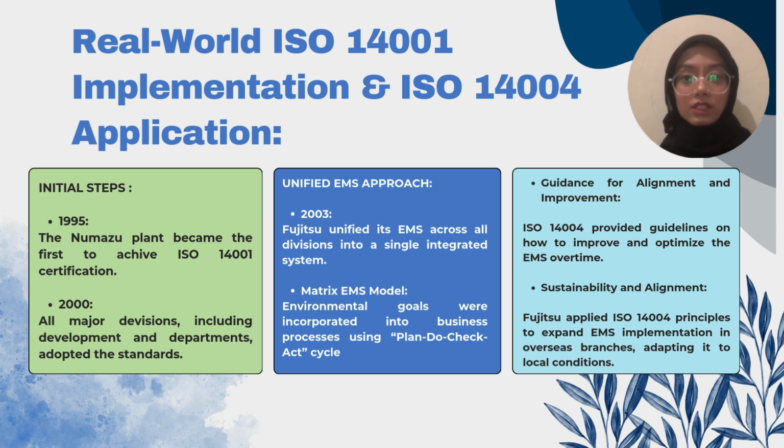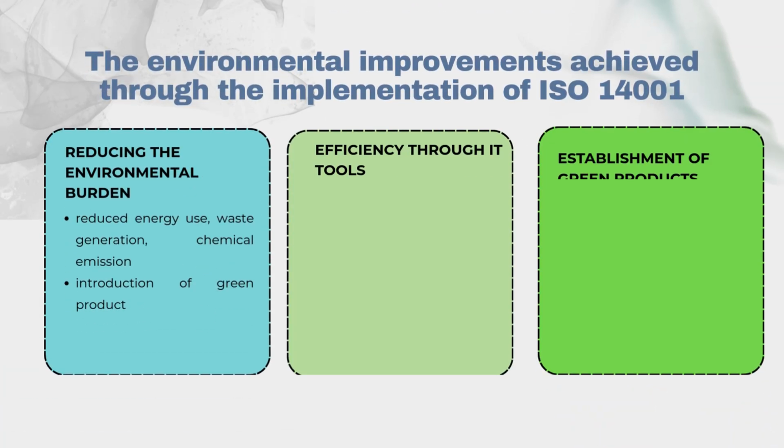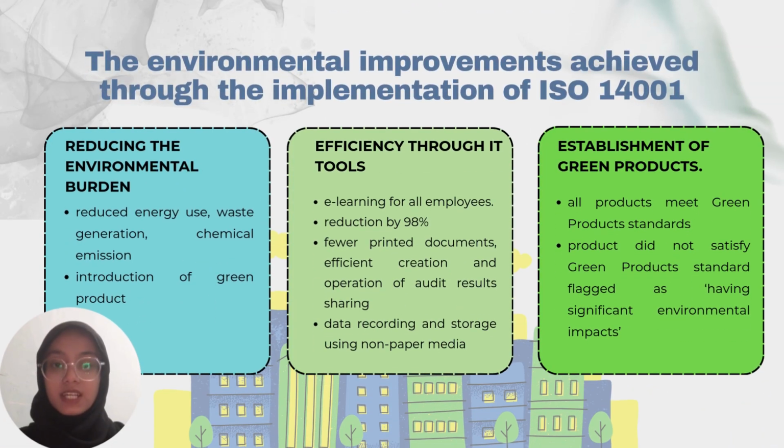Fujitsu also used ISO 14004 principles to expand its environmental efforts to overseas branches, adapting its system to meet local environmental conditions. This shows how ISO 14001 and ISO 14004 work hand in hand. One sets the requirements and the other helps enhance and align them across the organization. So for this slide, I will be explaining about the environmental improvements achieved through the implementation of ISO 14001.